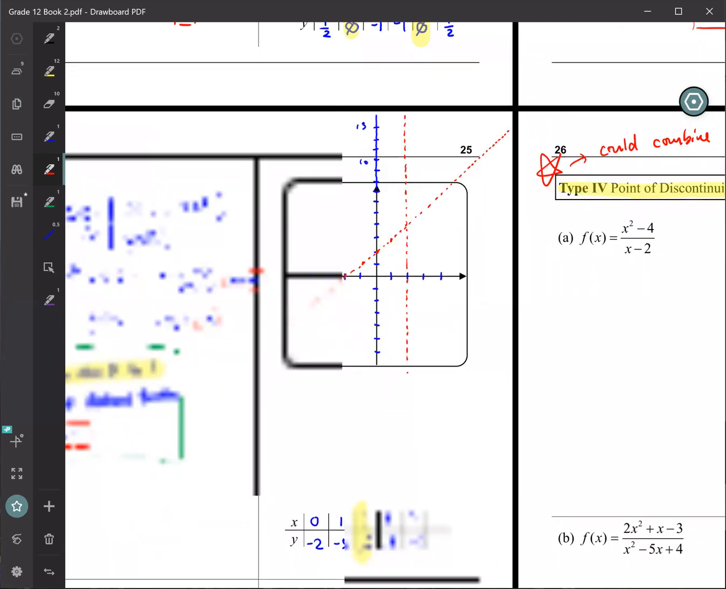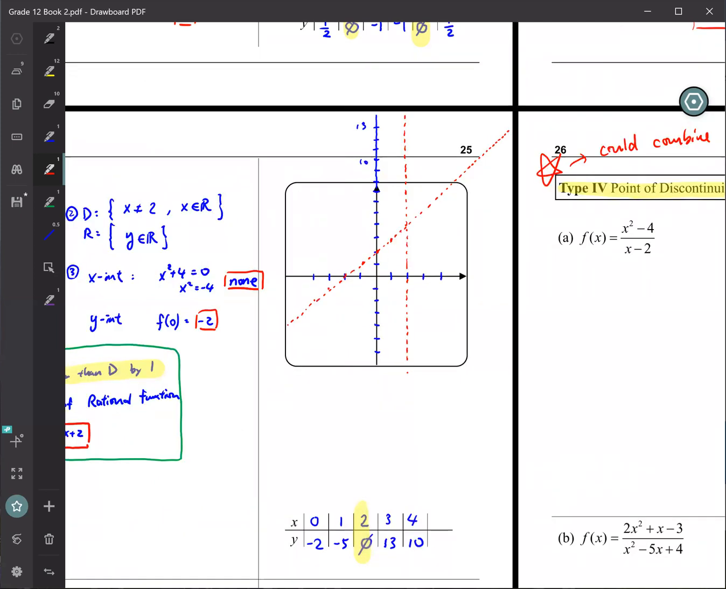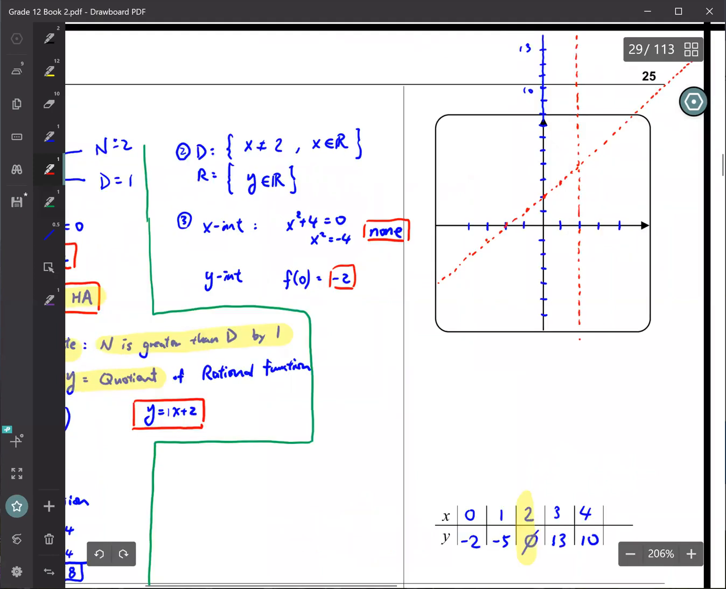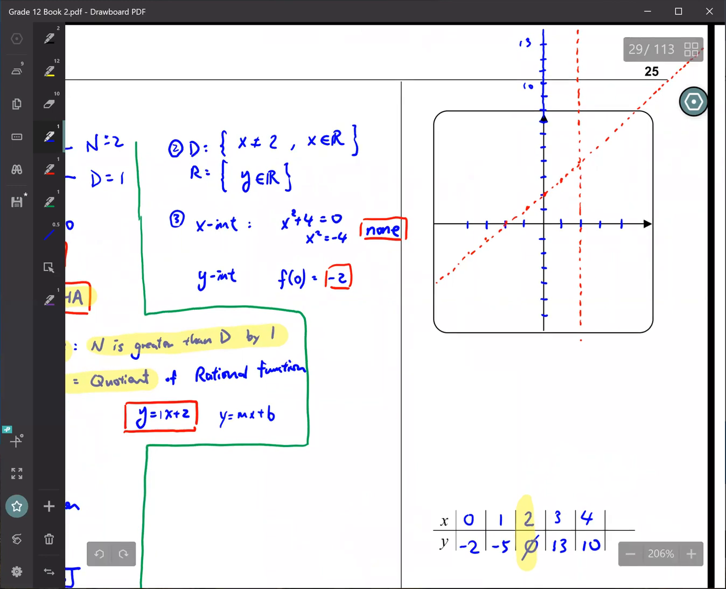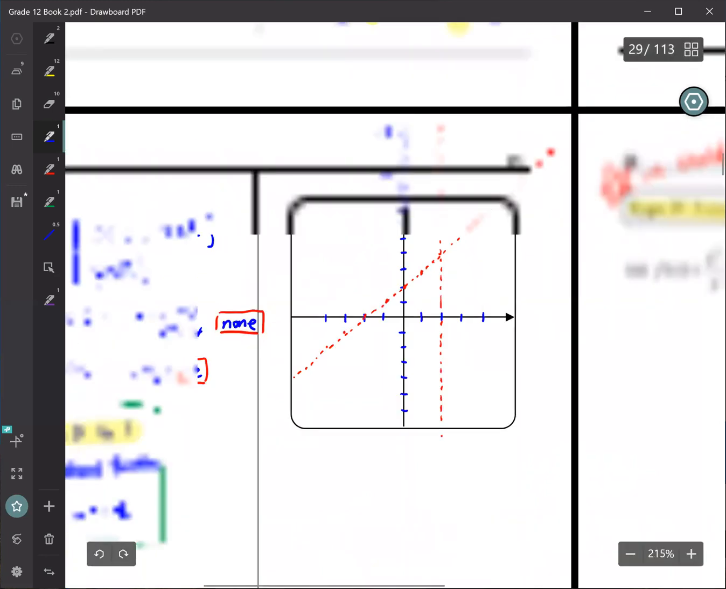Wait, slope is 1, right? Yes. y equals mx plus b, right? The b is the y-intercept, and slope is the m. So up 1, right 1, okay? And then follow the table.